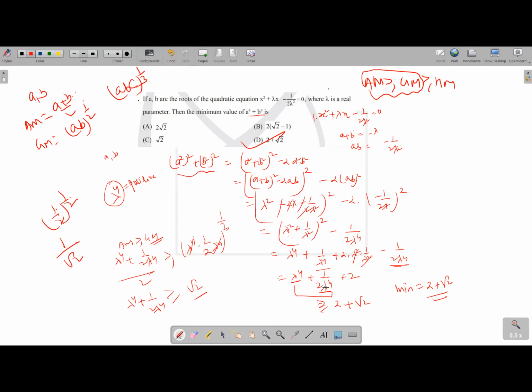Now we know that we have to find the minimum value of this. So we know that this is equal to this. And we know that the value of this is always greater than or equal to root 2. So we have to find the minimum value. So what is the minimum value of this? It is root 2, because this is always greater than or equal to root 2. So the minimum value of this would be root 2. Let's put root 2 here. 2 plus root 2.